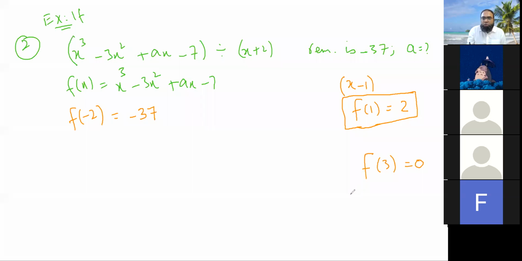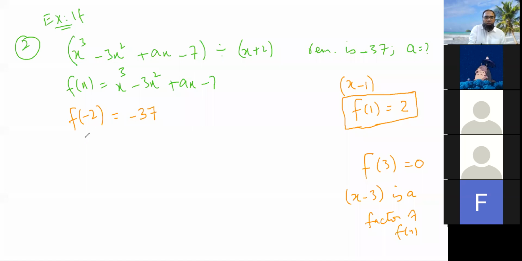This would mean to you that x minus 3 is a factor of f of x. Okay, bacho, I hope you're understanding this new notation. Mathematics is basically a language, so you have to understand what these sentences mean. Now coming back to this question, f of minus 2, that was minus 37.